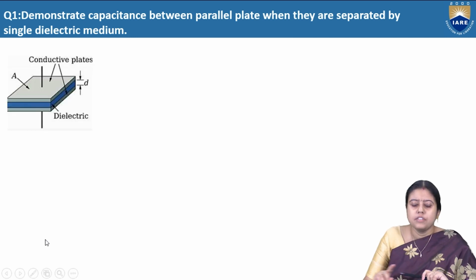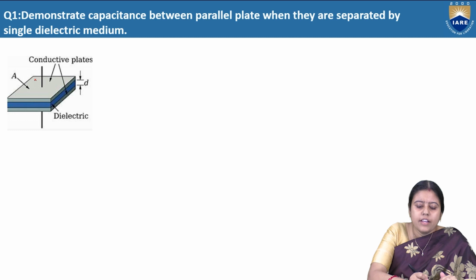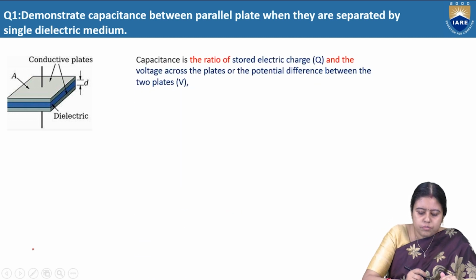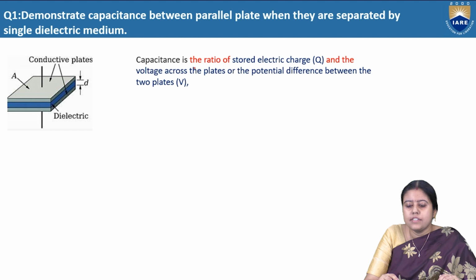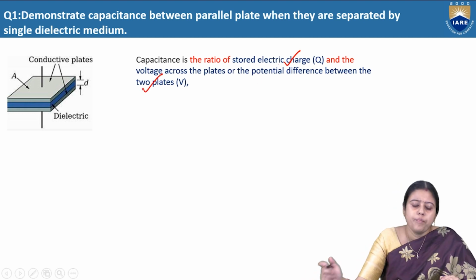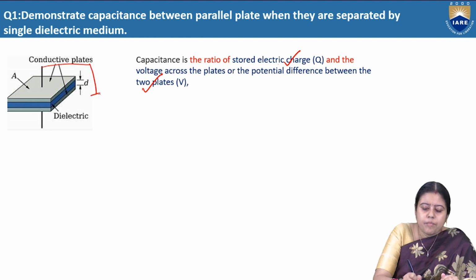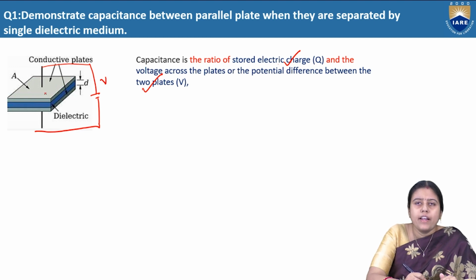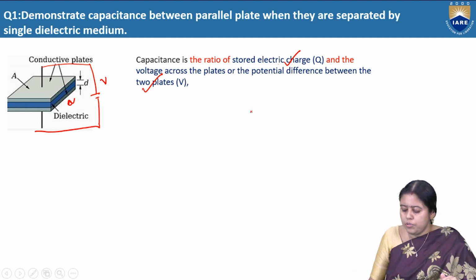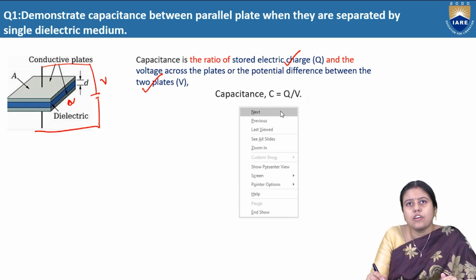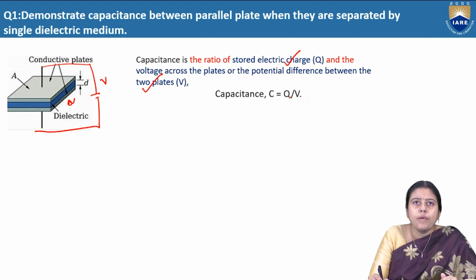Now, say this is a dielectric plate. What is the capacitance? Capacitance is the ratio of the stored charge Q and the voltage across the plates, or potential difference between the two plates, V. If we connect a voltage source from here to here, the voltage is V and this is a parallel plate capacitor. If the stored charge is Q, then capacitance C is equal to Q by V.